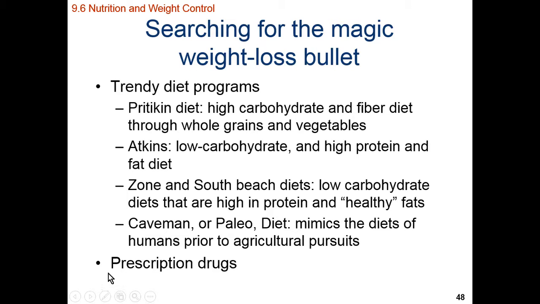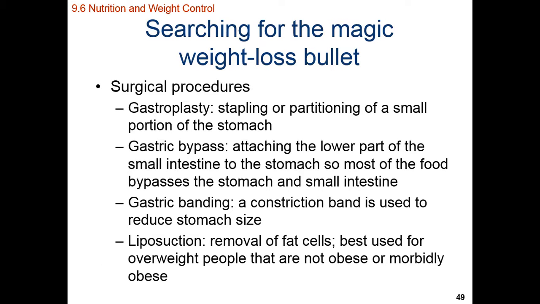Prescription drugs have been successful in very small circumstances or very narrow ranges of circumstances. But the problem with prescription drugs is that there's also going to be a lot of negative side effects associated with all the drugs that have currently hit the market that focus on increasing metabolism and decreasing appetite.